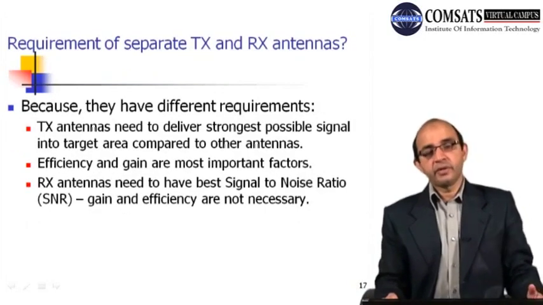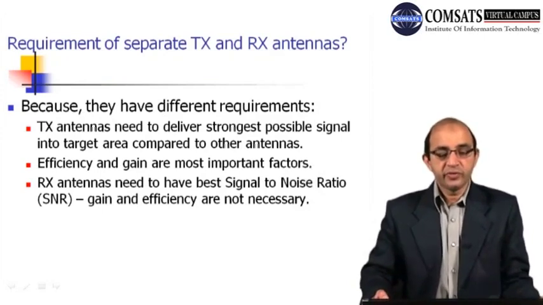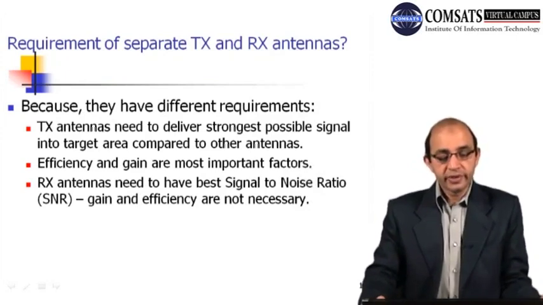Here we can have one question: why do we need separate transmission and receiving antennas? There are a few reasons, and they rely on the requirements. Transmission antennas need to deliver the strongest possible signal into the target area compared to the other antenna.